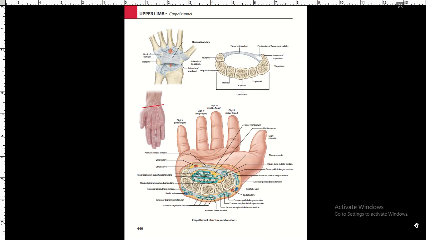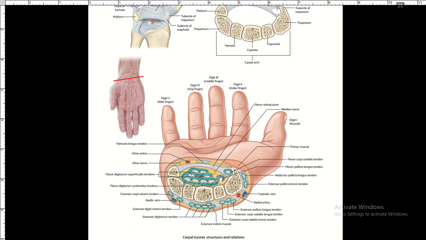Hi guys, so today we are going to talk about carpal tunnel. First I am going to talk about the wrist, and you have to understand what we mean by flexor retinaculum, extensor retinaculum, and structures that are superficial and deep to the flexor retinaculum, and structures that are superficial and deep to the extensor retinaculum. All right.